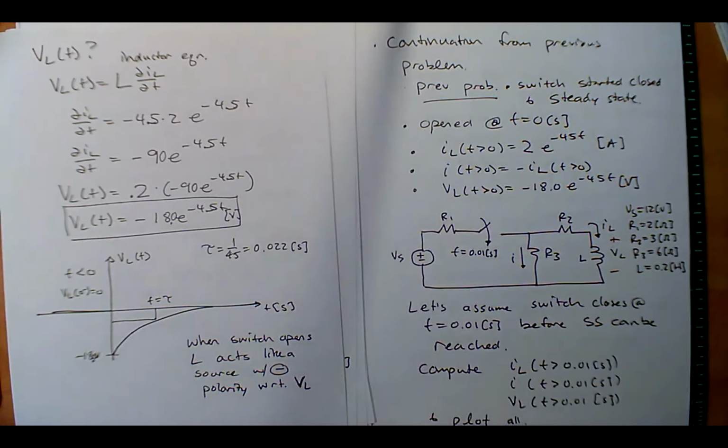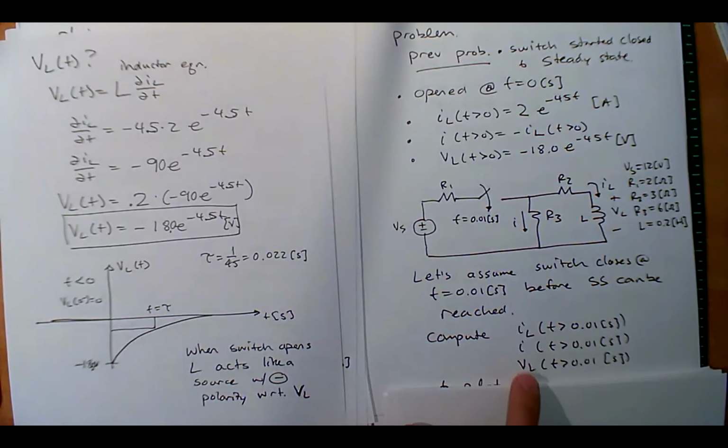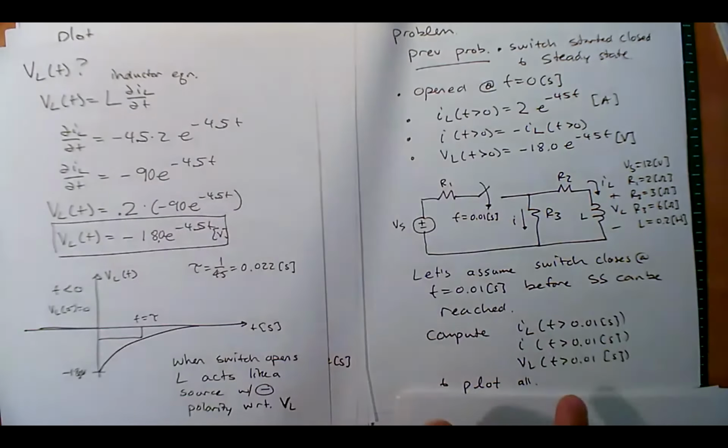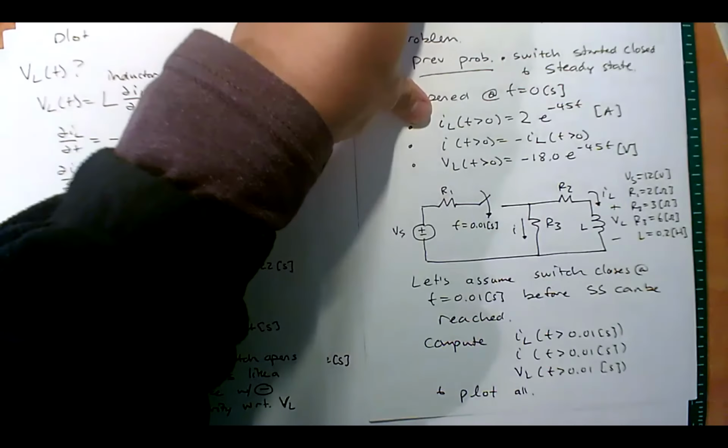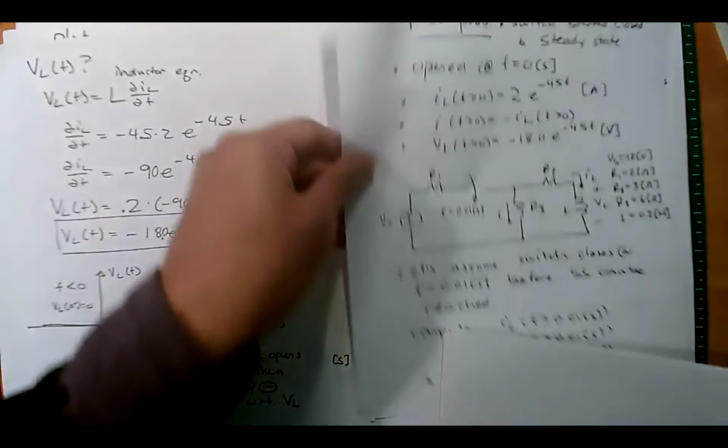What we can do is compute IL and I and VL using this equation right before 0.01 seconds occurs. And we want to plot everything. It's the same values. We're not changing any of the values. Let's see what happens.